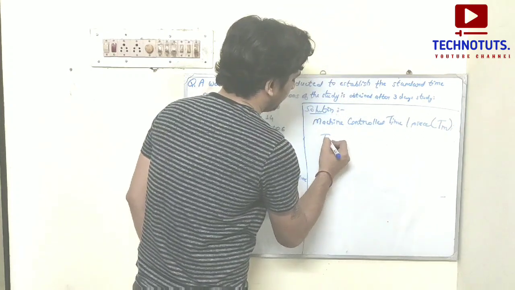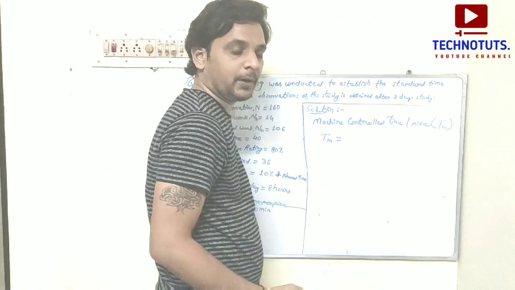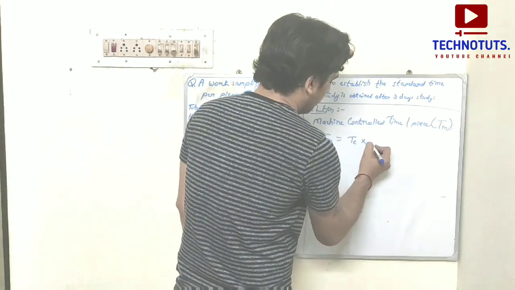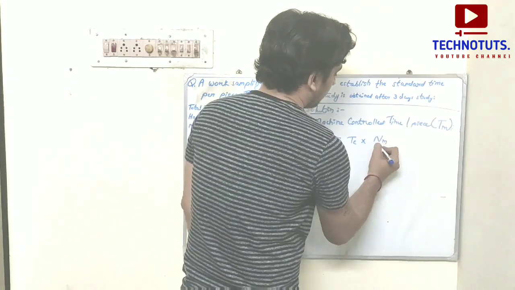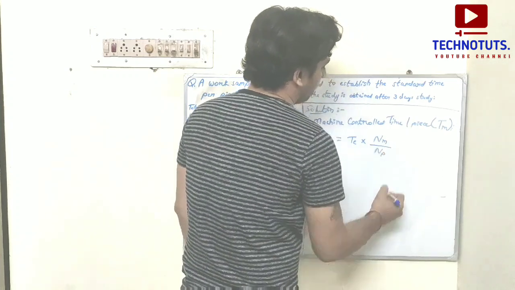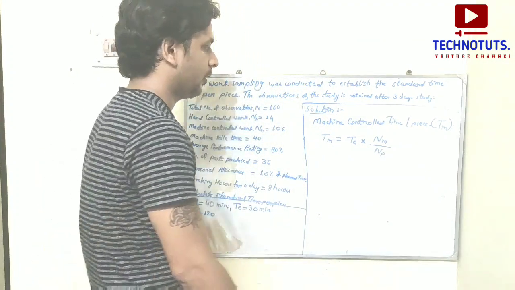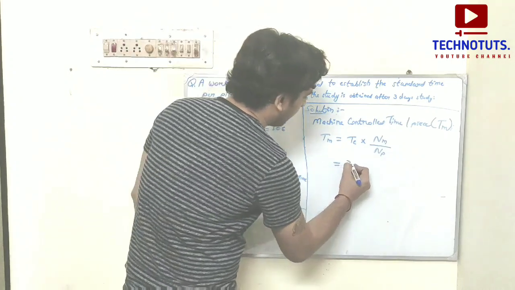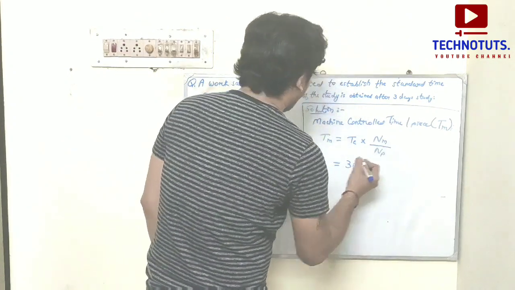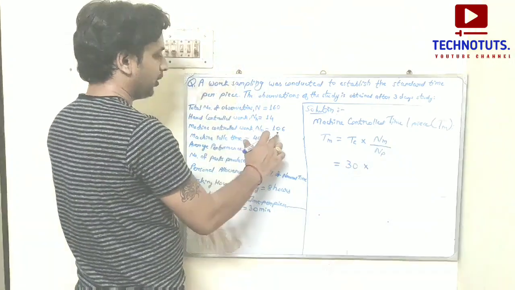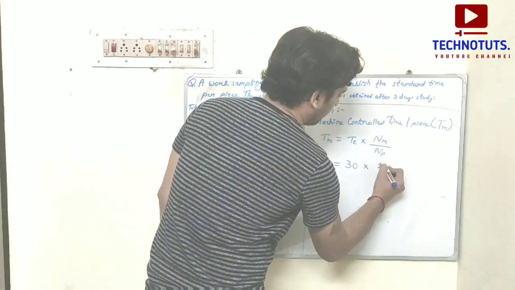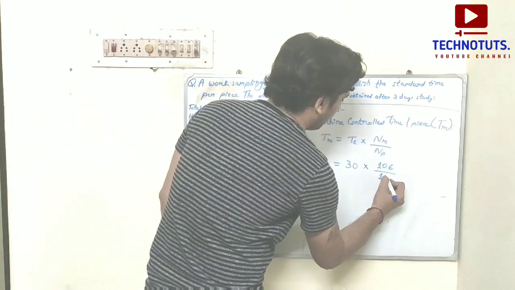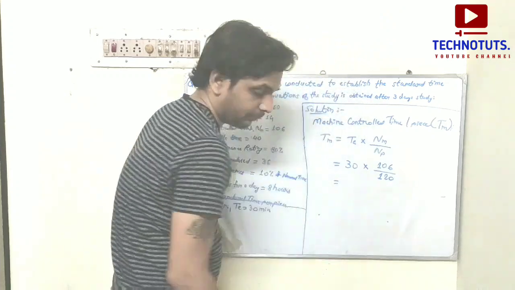TM, machine control time per piece, is given by effective time TE into machine controlled work divided by number of observations of production activity. We have already found TE is 30 minutes, so put the value 30. NM, machine control work, is 106, put the value 106, and NP we have calculated as 120, put the value 120. Okay, let's calculate it.